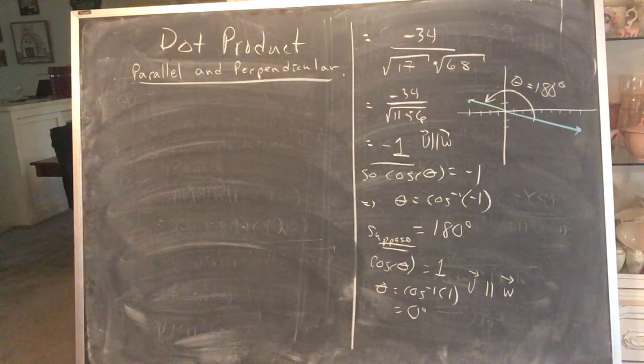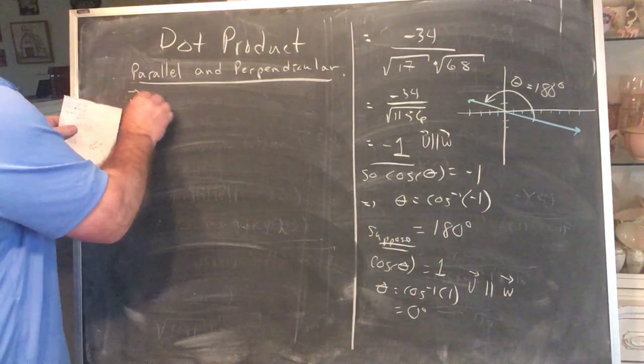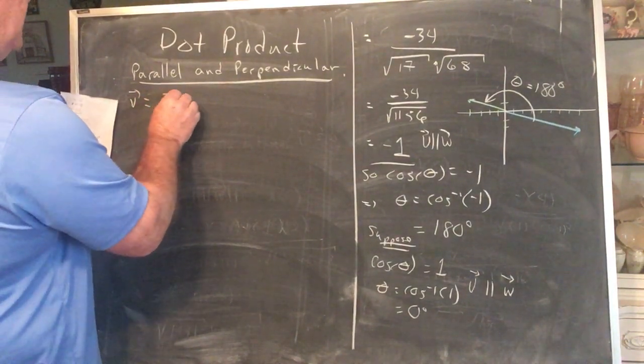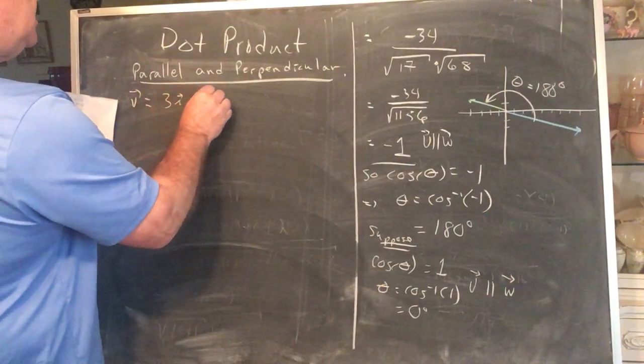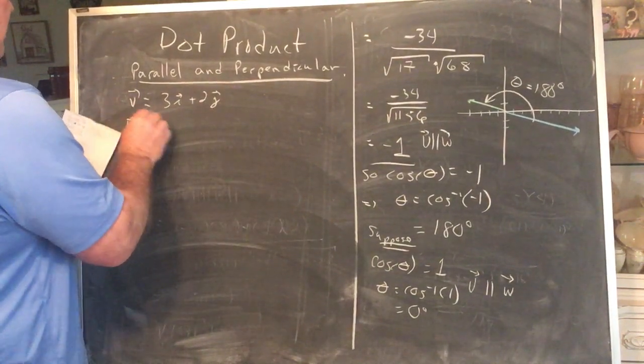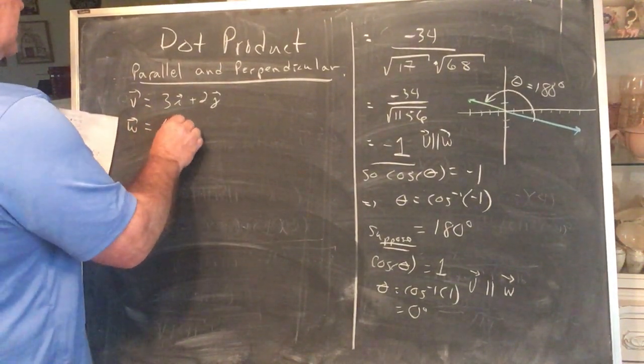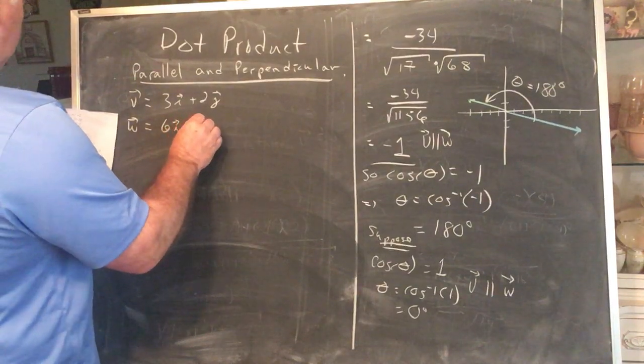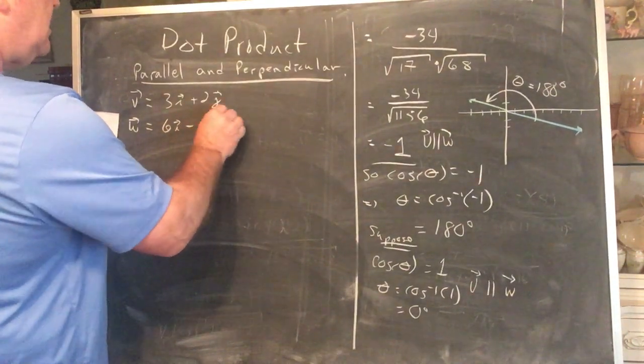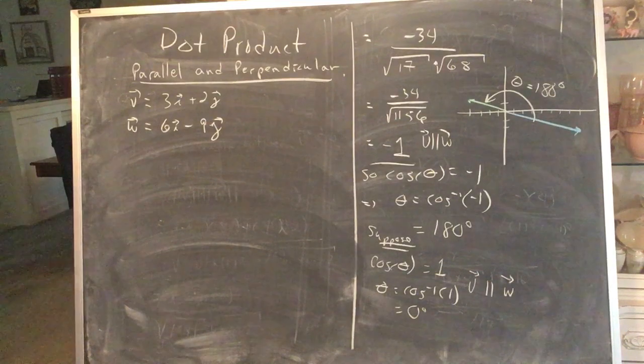But suppose we have vector v is 3i plus 2j. Vector w is 6i minus 9j. And the question is, can we find the angle between them?